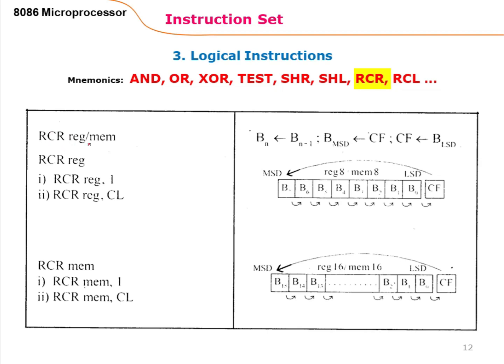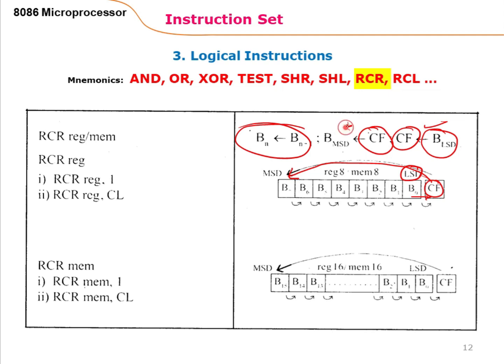But here in the rotate instruction, what happens? The least significant bit is forwarded to carry. But before this, the carry flag contents are copied to the most significant bit. So here each value is shifted to the right by one bit, and the carry flag goes to the most significant bit, and the least significant bit goes to the carry flag. So this operation is same as the shift operation, but this process is new here.